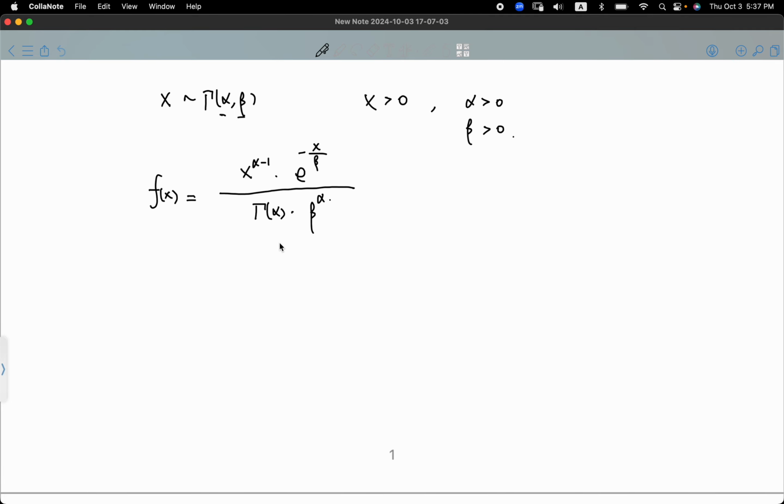Okay, and also related to the homework is the kernel function. Essentially the kernel function just refers to the numerator, which is x to the alpha minus 1 and then e raised to the negative x over beta. So the kernel function is just referring to this part. And for the probability density function, sometimes you will see people mention something called the normalizing constant.